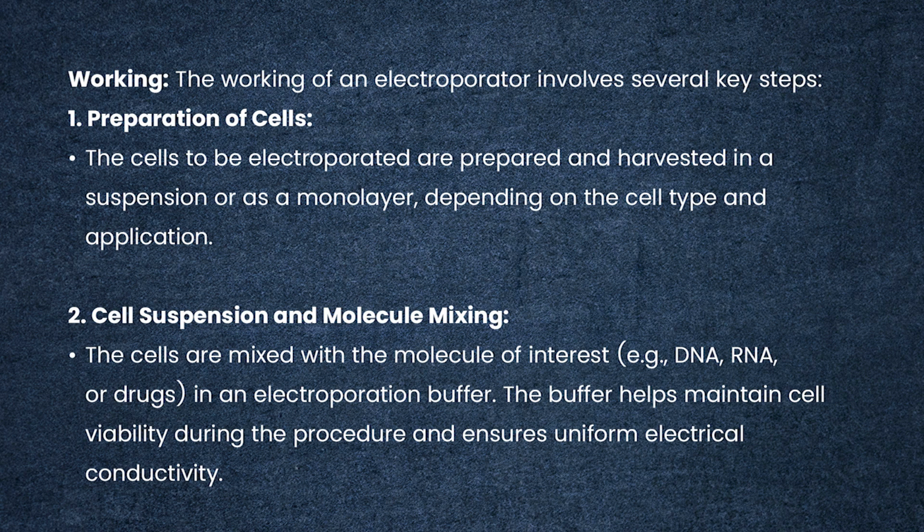Talking about the working of an electroporator, the first step is preparation of the cells. The cells to be electroporated are prepared and harvested in a suspension or as a monolayer, depending on the cell type and application. Next is cell suspension formation and molecule mixing. The cells are mixed with the molecule of interest, like DNA, RNA or a drug, in an electroporation buffer. The buffer helps to maintain cell viability during the procedure and ensures uniform electrical conductivity.